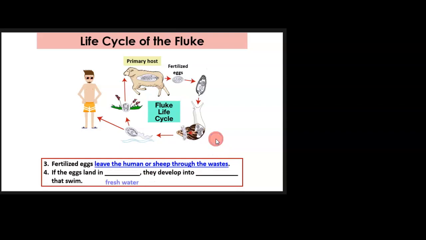If the eggs land in fresh water, they develop into a ciliated larvae that can swim. And ciliated just means it's covered with all of those tiny little hairs like we saw in the video clip that we watched last class. So the eggs in this case will land in fresh water. They develop into a ciliated, or swimming, larvae. And you can see that in the picture right here.